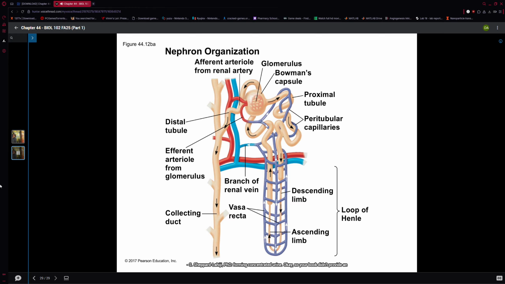Okay, so your book didn't provide an illustration for that. I'm going to give you one from a different book. But when we think about urine formation, whether it's concentrated or dilute, it is really important to incorporate the role that the vasa recta is playing in helping to accomplish this.